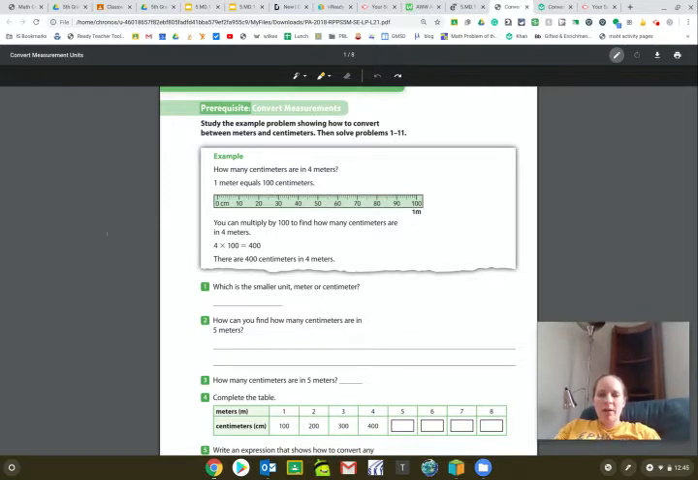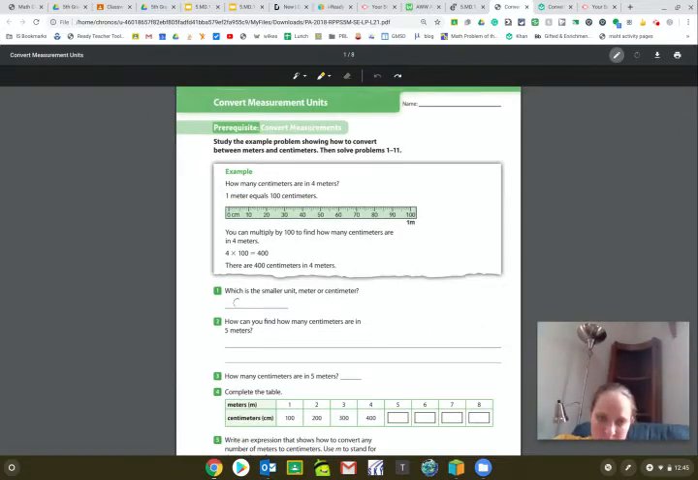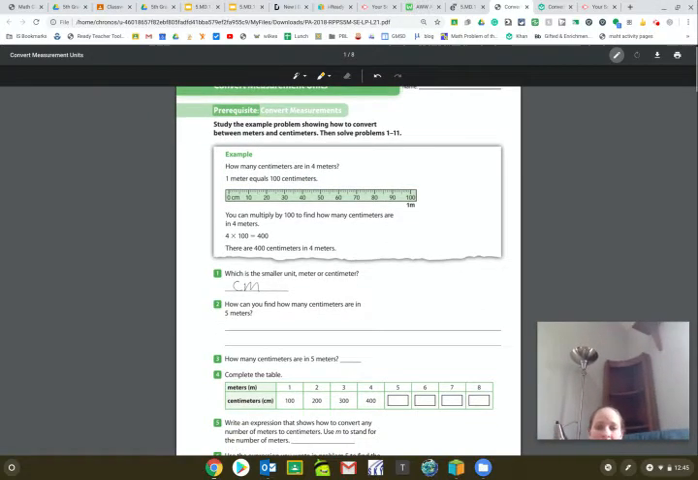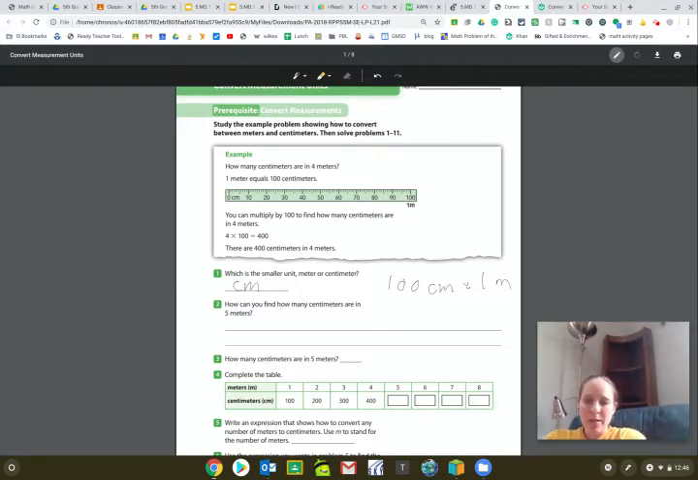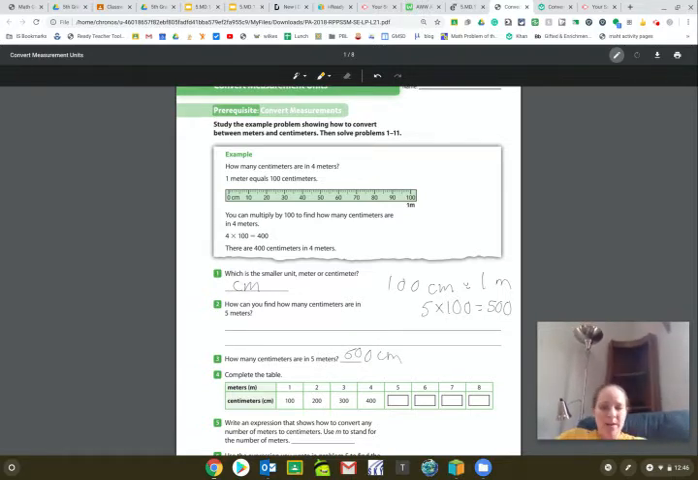So if you look at question 1, it says, which is the smaller unit, meter or centimeters? Since there are 100 centimeters in a meter, that means centimeters is smaller. How can you find how many centimeters are in 5 meters? Well, if there's 100 centimeters in 1 meter, that means if we have 5 meters, we need to take our 5 meters and multiply that by 100 to get 500 centimeters. So there's 500 centimeters in 5 meters.